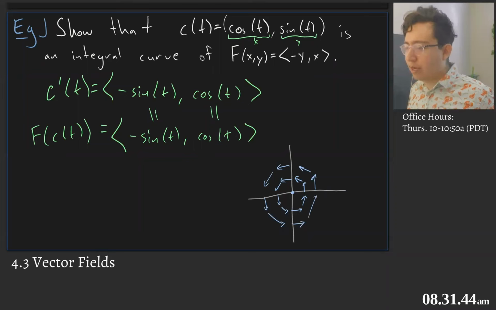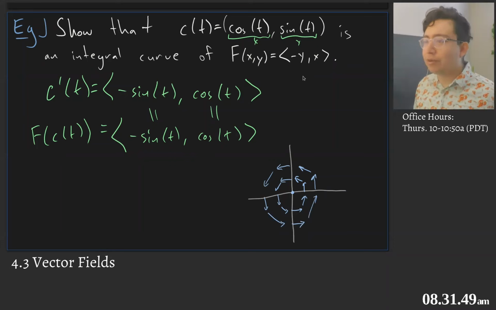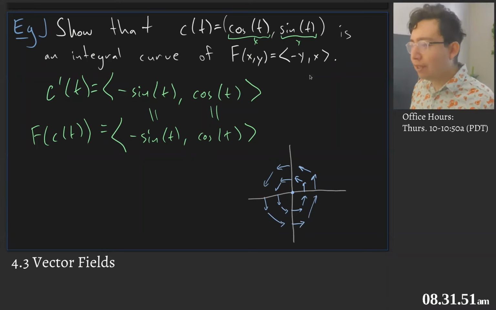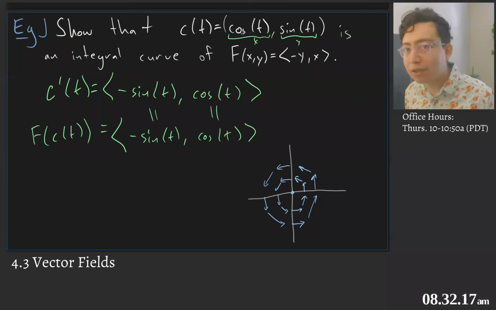And the question is, how does that happen? How do we get circles out of this here? It turns out that the reason we get circles out of this is because the derivative of cosine is negative sine, and the derivative of sine is positive cosine. So the derivative of your x coordinate is just the negative of your y coordinate, and the derivative of your y coordinate is your x coordinate.